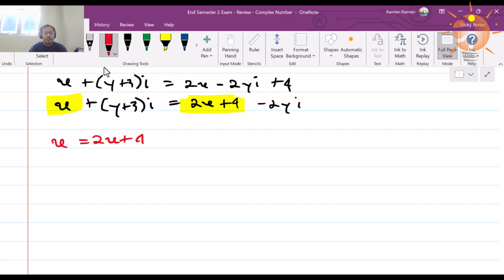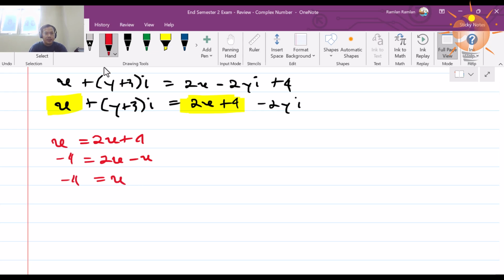So let's just solve this equation. Okay, subtract both sides by x and then subtract both sides by 4, and you'll get 2x minus x, and then this becomes negative 4 over here. So 2x minus x is just x, and we have the value of x.